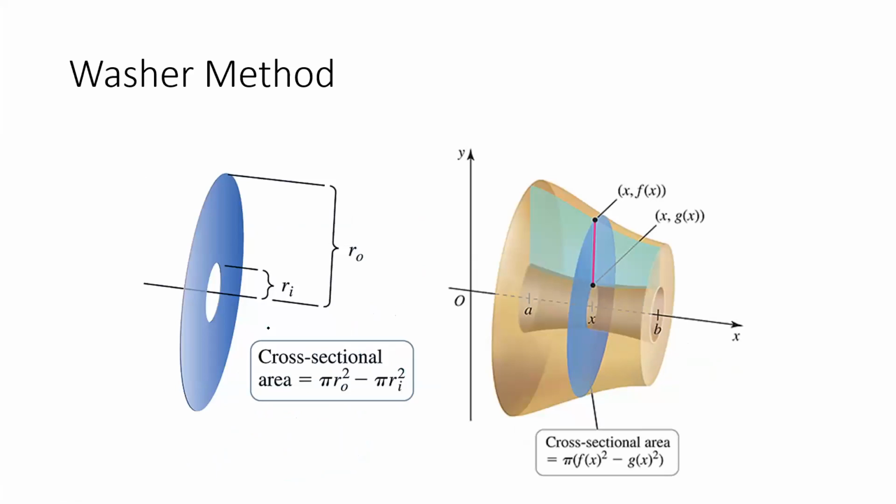So to find the area of our washer, well, we take the outer radius minus the inner radius. Sorry, I should say that the other way around. So it's the area of the outer circle minus the area of the inner circle. So it's pi times the outer radius squared minus pi times the inner radius squared. Okay. So it's always important to kind of identify what the outer radius and what the inner radius is.